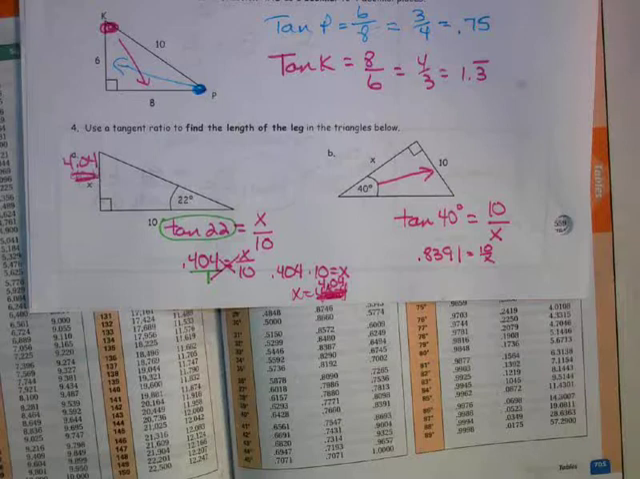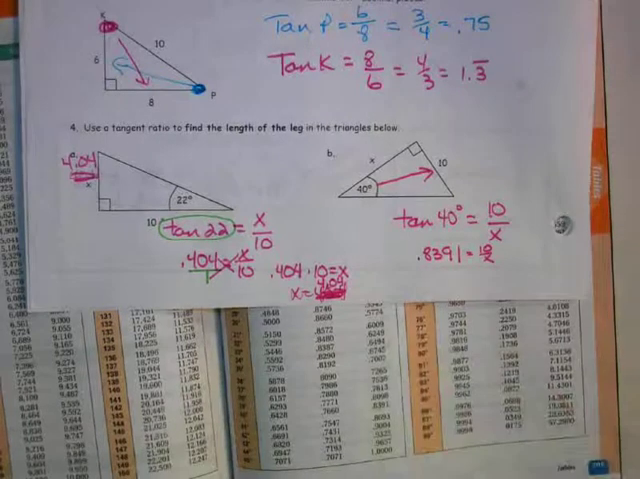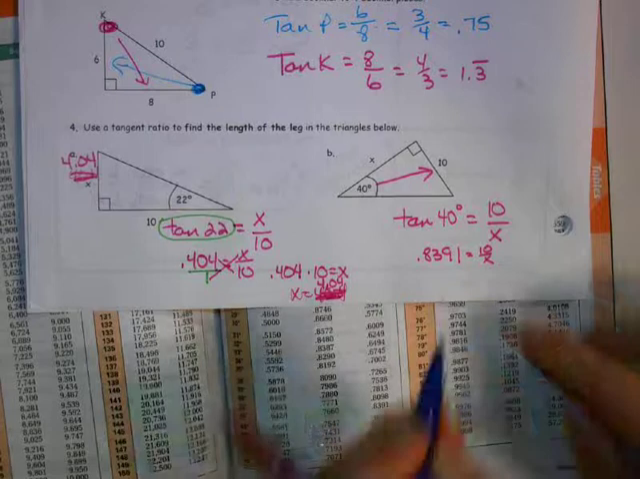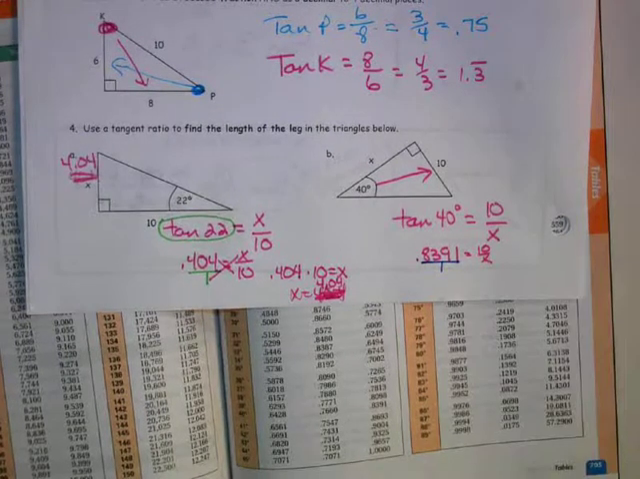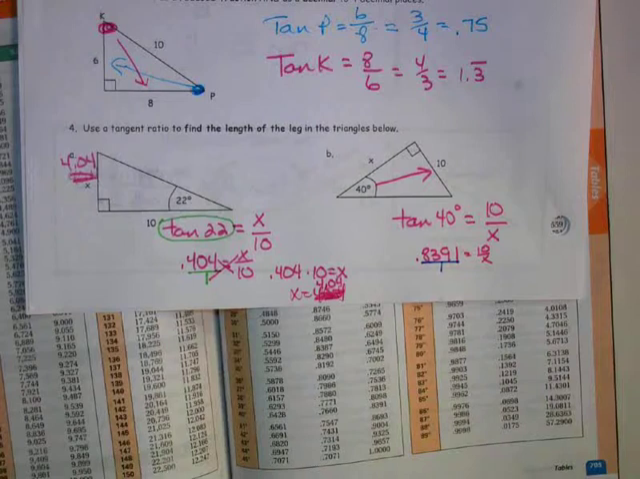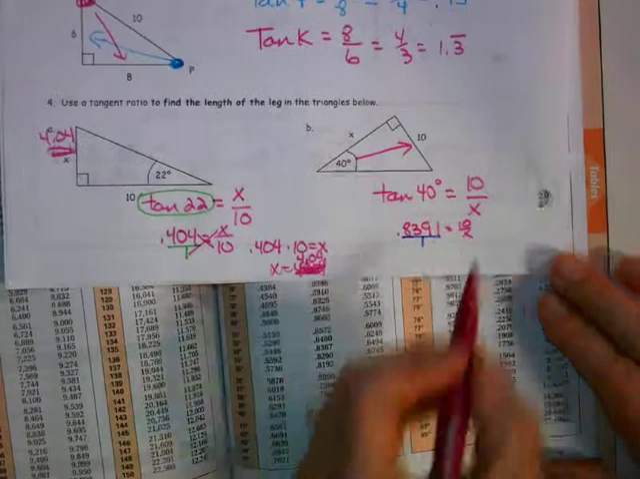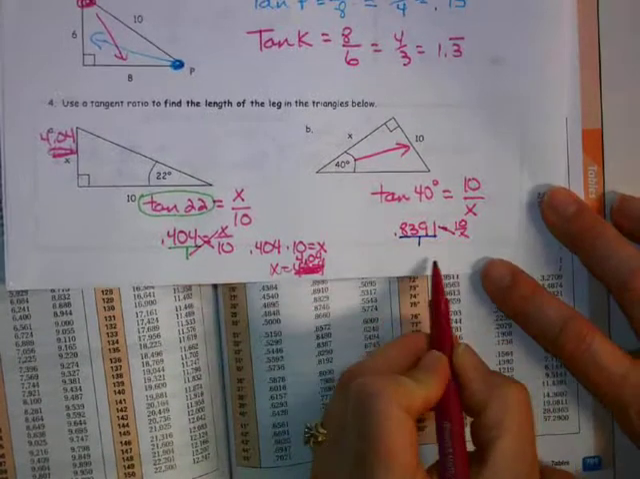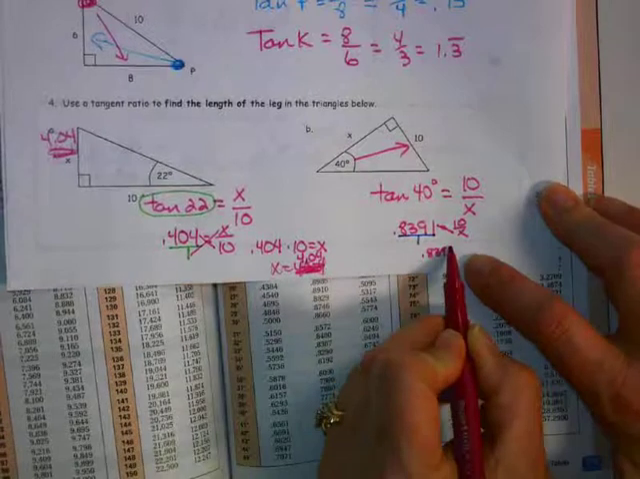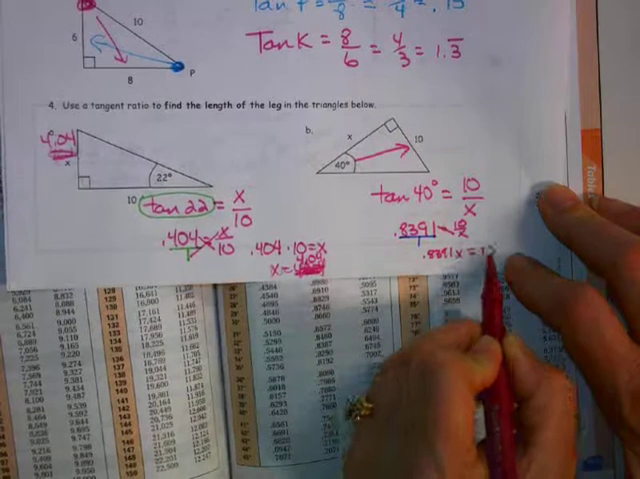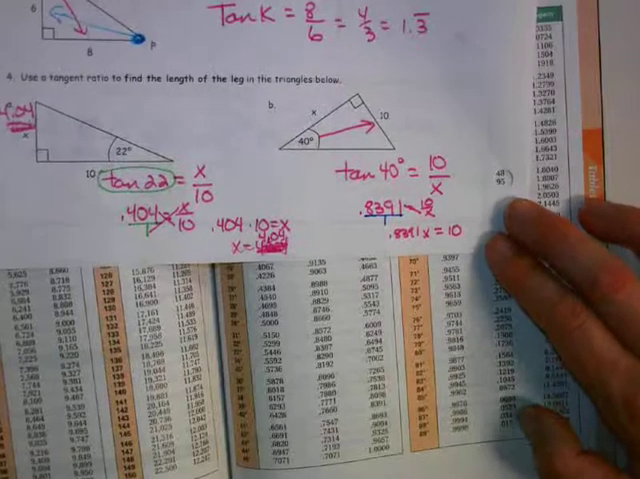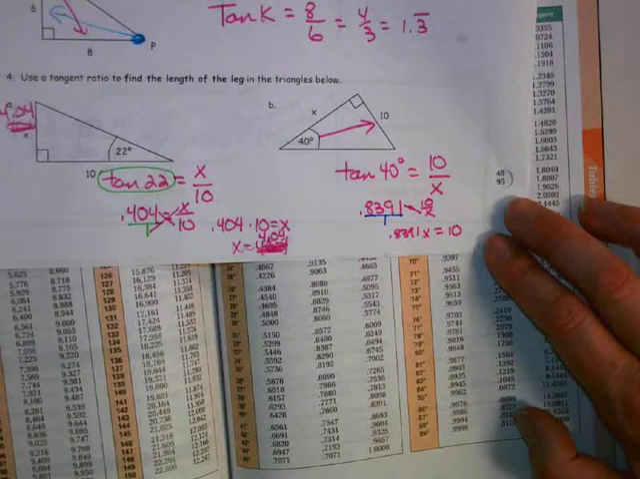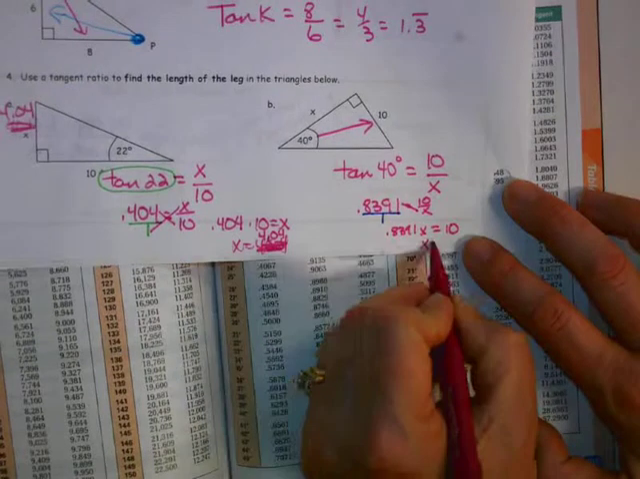Okay. So back to here. How do you solve it at this point? Yeah, you put it over 1, and then you cross multiply. So it's kind of messy here. So you do 0.8391x equals 10. I know it's small, sorry. And then you divide both sides by 0.8391. And x equals what?